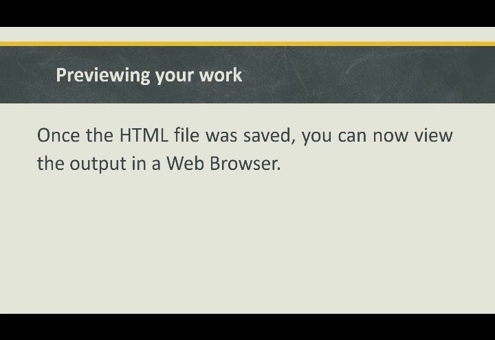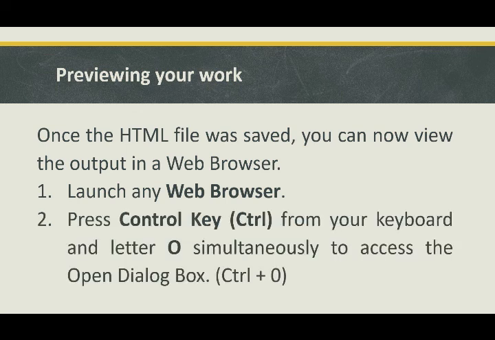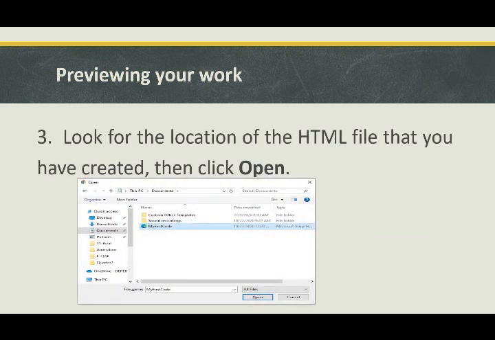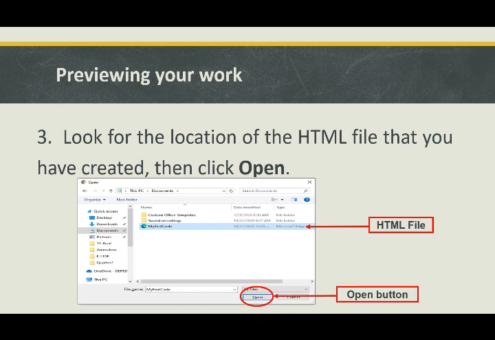Paano natin makikita yung output? So, once it is saved, you can now open the output in a web browser. Follow the given step. Launch any browser. Open ka ng kahit anong browser. Press mo ang Control key plus O or Control O para i-open niya ang dialog box na open. Ayan. So, andun yung HTML file natin. Hanapin mo yung location niya. Saan mo ba siya sinave? Saang part ng computer mo siya sinave. Tapos, hanapin mo yung HTML file mo. And then, you just click the open button.